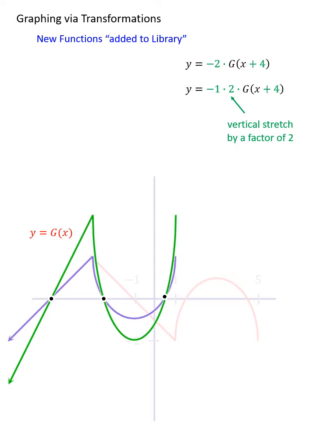Why is that? Because when you do a vertical stretch, any portion of the graph that's above the x-axis gets further away from the x-axis, in this case twice as far, whereas any portion of the graph that's below the x-axis gets twice as far below in this case. And so these intercepts turn out to be very important for reflections and for stretching and compressing, because the intercepts stay constant under those operations.